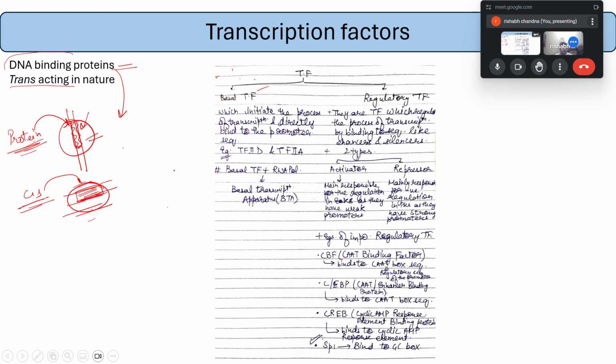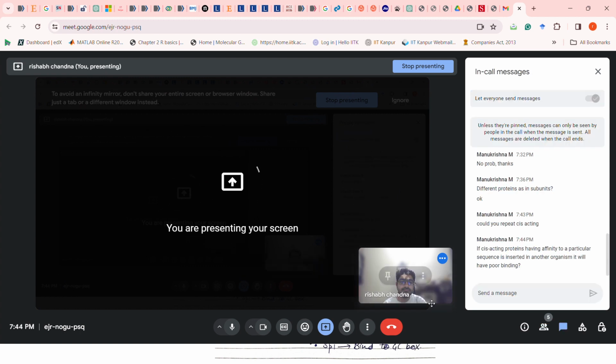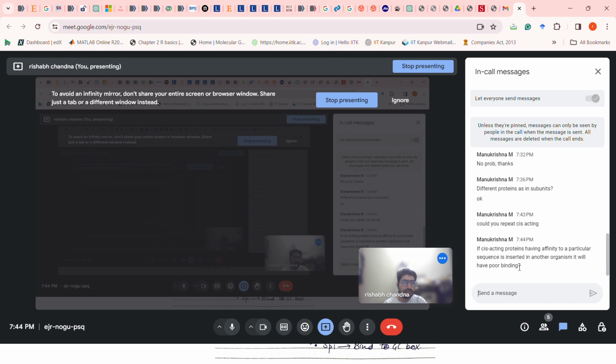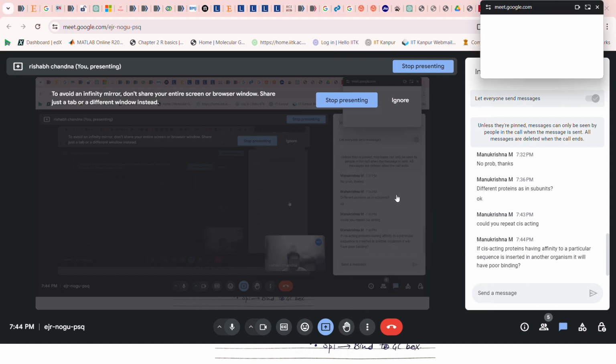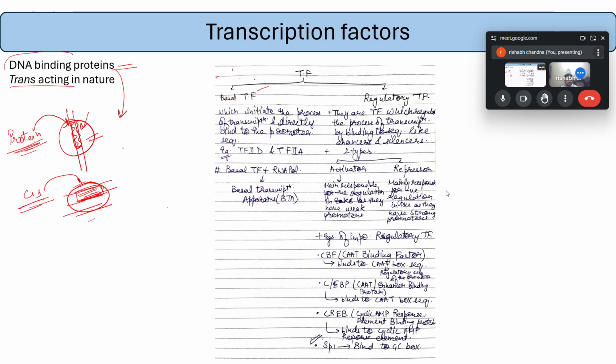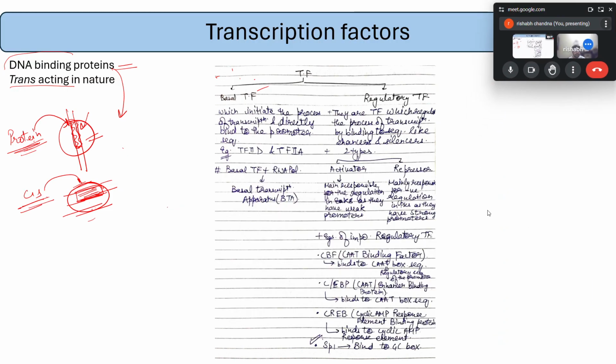So am I clear? Yeah, it might not bind to that particular sequence if it is present in another organism. Okay, so shall we move forward?